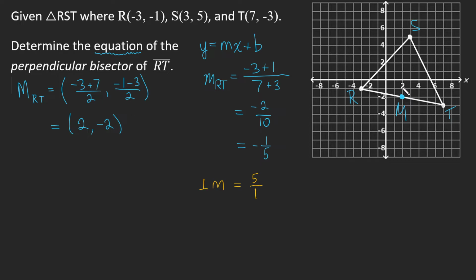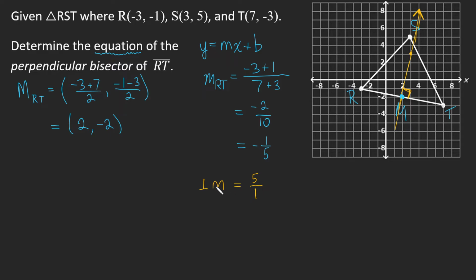So up 5, 1, 2, 3, 4, 5, and over 1. And like I said, it's going to go just to the right of S. I'm really bad at freehand drawing, but it's going to look like this, and that's my right angle line, and they want the equation of that.